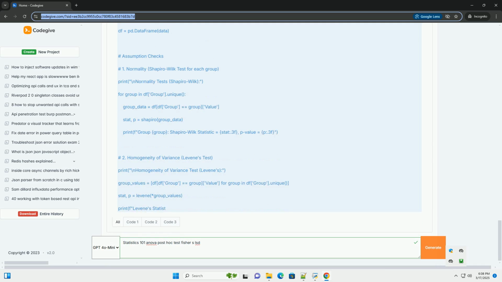4. Significance check. The p-value from the ANOVA table is extracted. If the p-value is less than the significance level, alpha, usually 0.05, the code proceeds to the post-hoc test, Fisher's LSD. 5. Calculate group statistics. df.groupby('group')['value'].mean() calculates the mean of the value column for each group. df.groupby('group')['value'].size() calculates the sample size for each group.